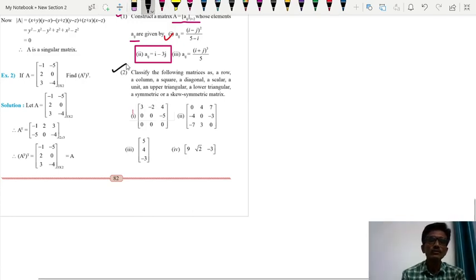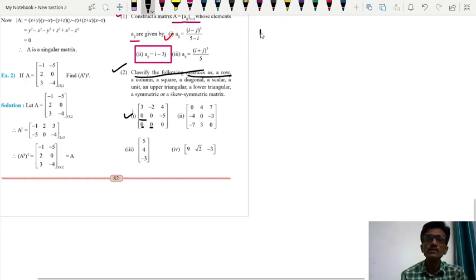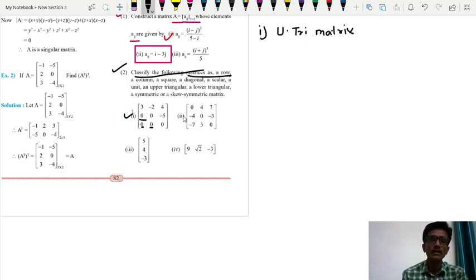Look at this question to classify the following matrices. So the first matrix, here all the elements which are below the diagonal are 0. See, these elements are 0. Therefore the first is of which type of matrix? It is an upper triangular matrix. Okay, this matrix is an upper triangular matrix.